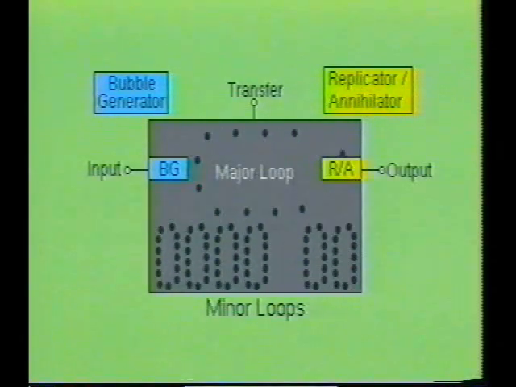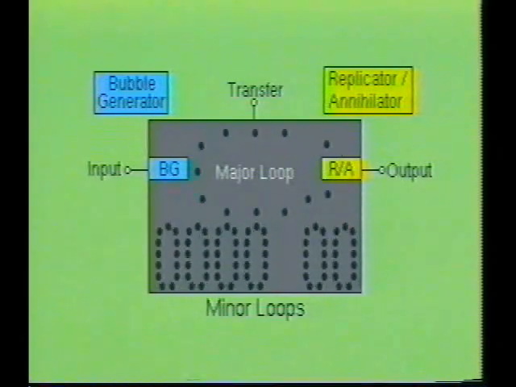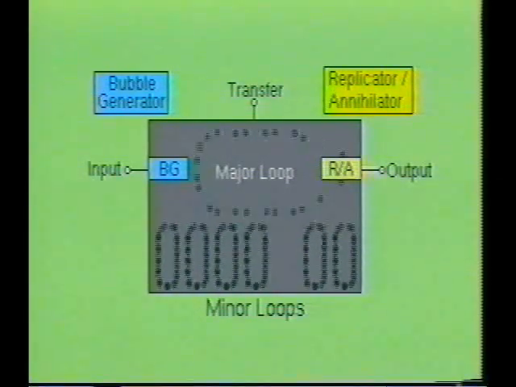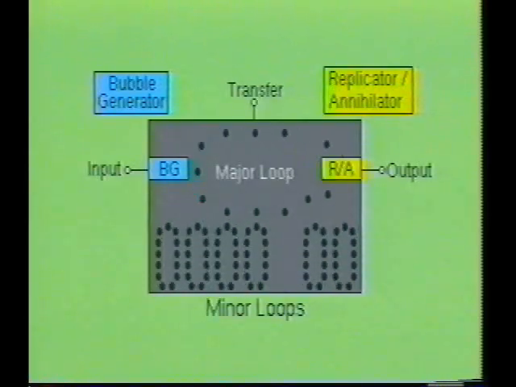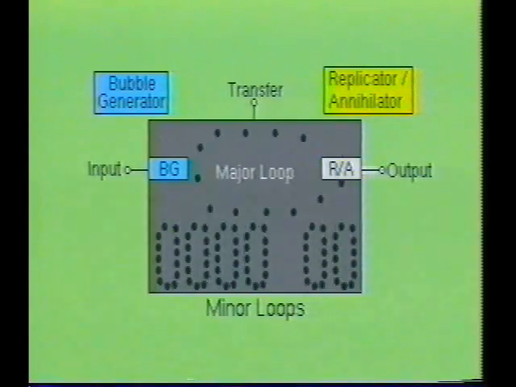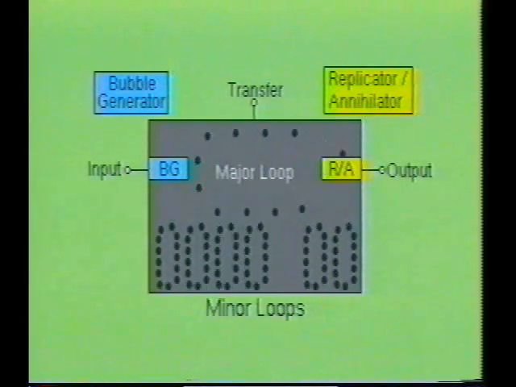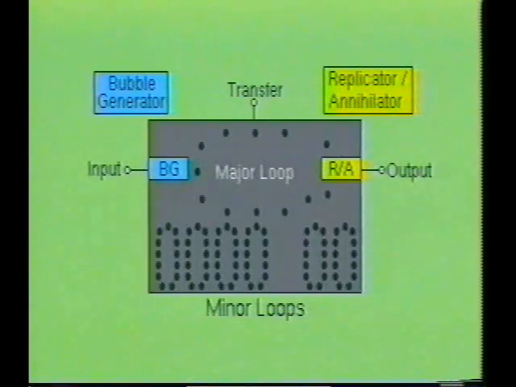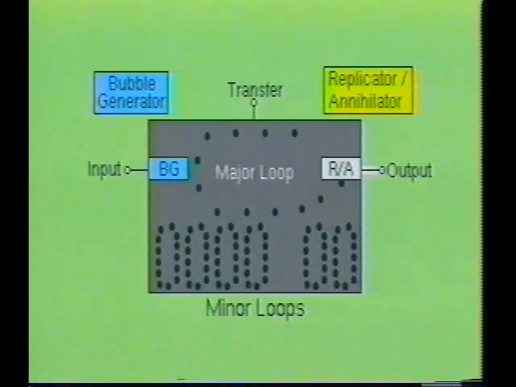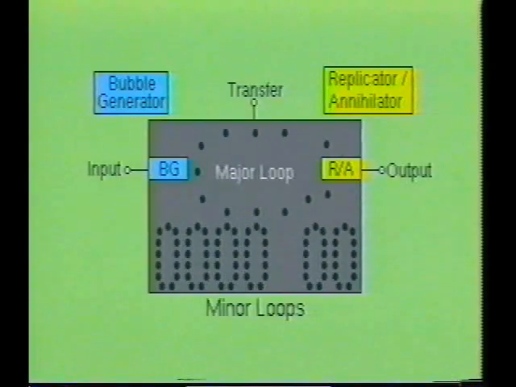Or if it is a non-destructive read operation, the bubbles will become stretched, then split in two by the replicator current. One bubble is then sent to the output, and the other bubble is circulated in the major loop. The output contains a detector section which has sufficient sensitivity to detect the signal produced by the presence of a magnetized bubble.